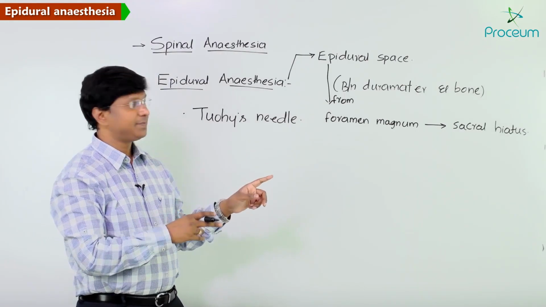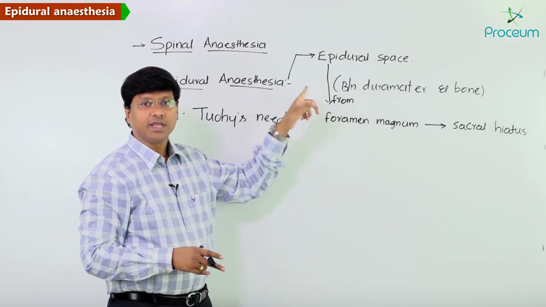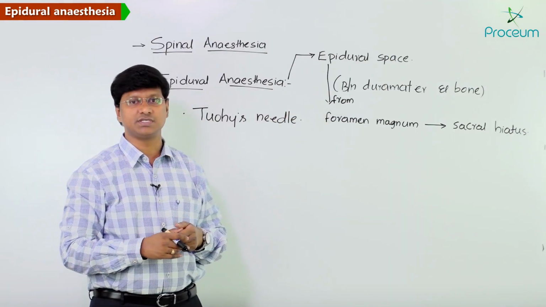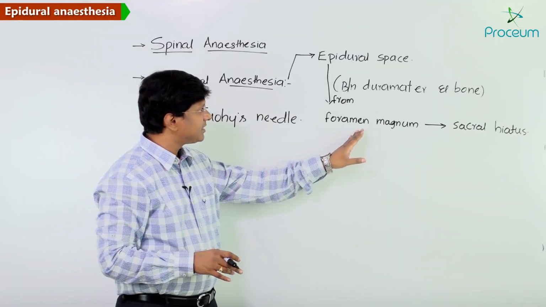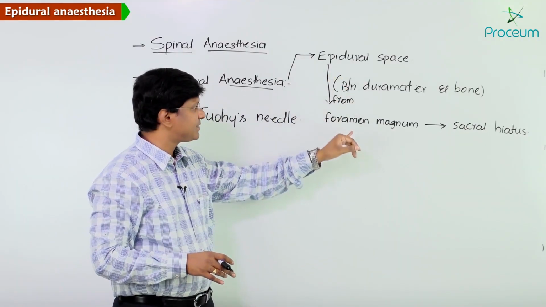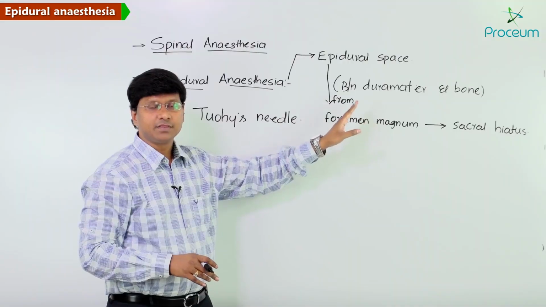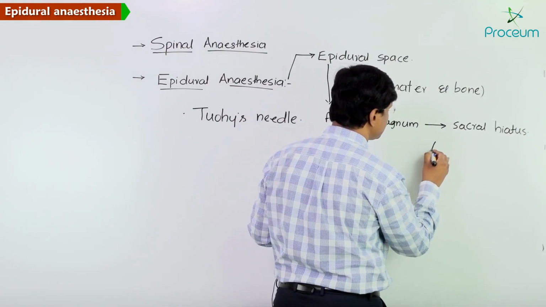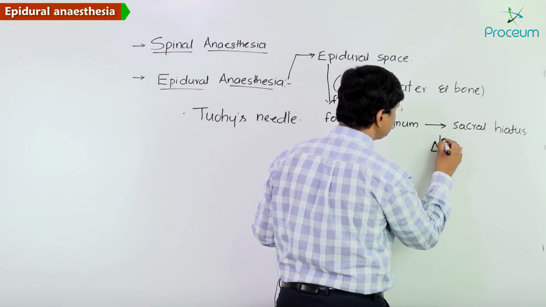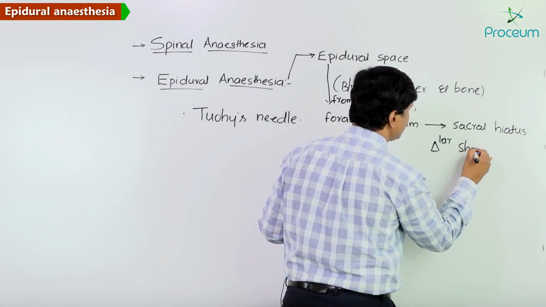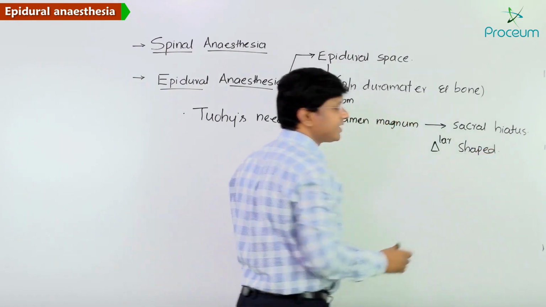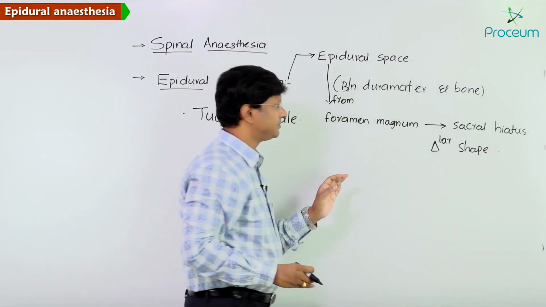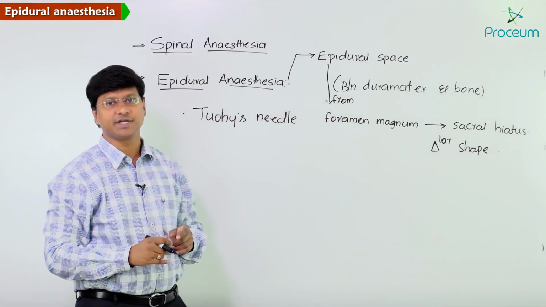So into this epidural space you have to give the epidural injection, and the name of the needle which is being used is the Tuohy needle. Now this epidural space, extending from the foramen magnum to the sacral hiatus, is triangular in shape. Now what does this epidural space contain?